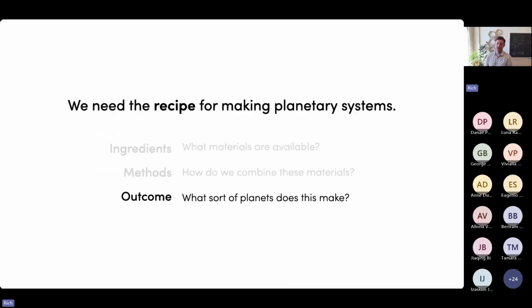So the final step of the first wave of papers is really looking at the outcome. What sort of planets does this make? And I think here, again, there's a lot of work to do. So this is a relatively short section, but there's going to be a lot more in wave 2 coming along.